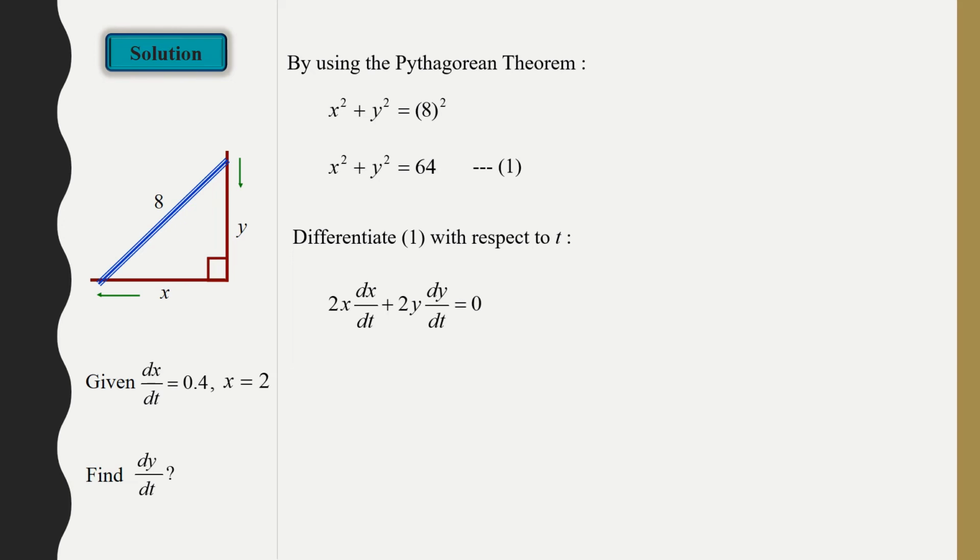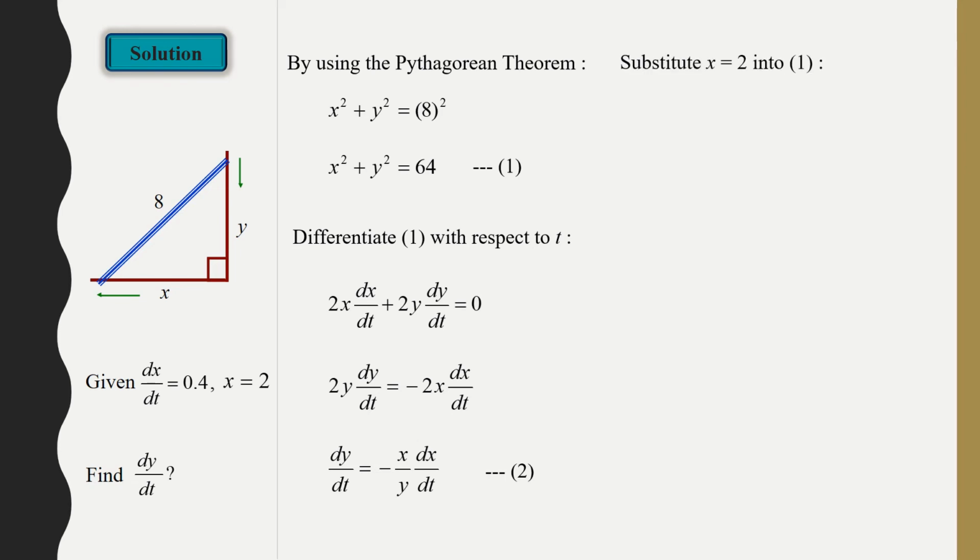So then we get dy/dt equals negative 2x dx/dt over 2y. So we rearrange it, we move it across. Then we get dy/dt equals negative x over y times dx/dt. So then substitute x equals 2 into equation 1. We get 2 squared plus y squared equals 64. So then y equals 7.75.